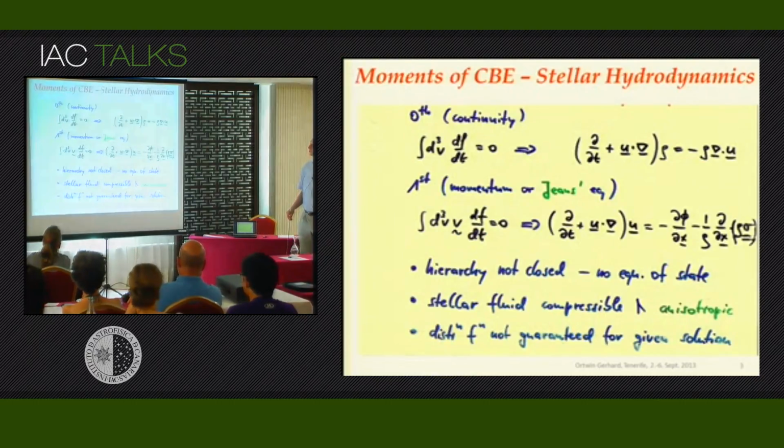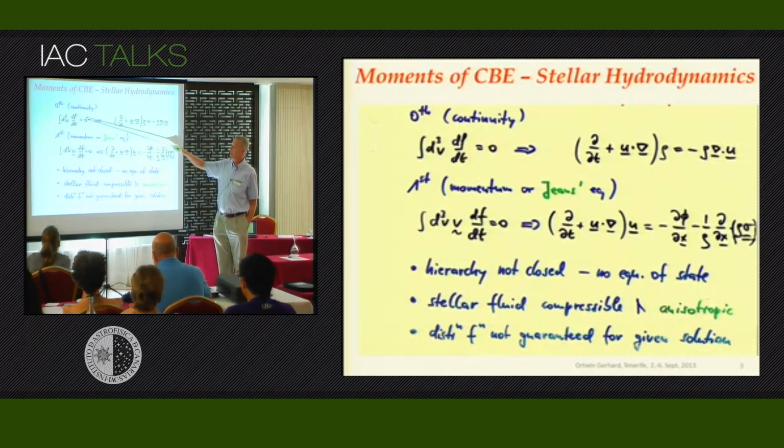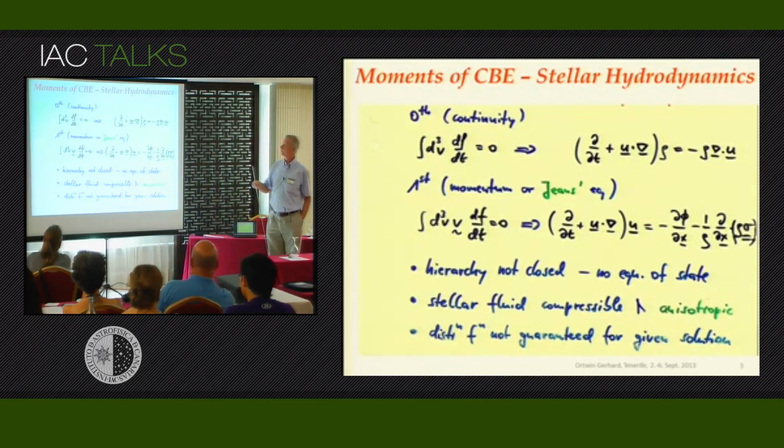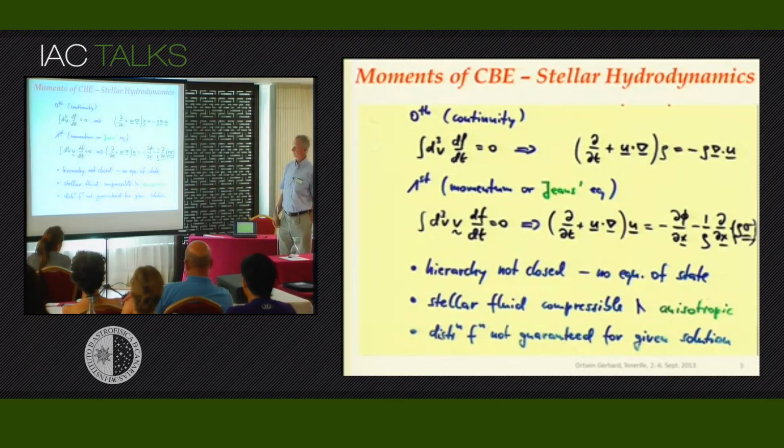So now let's go to what I had called here stellar hydrodynamics. This is the moment equations of the collisionless-Boltzmann equation. And let's start with the zeroth order. So we simply take the collisionless-Boltzmann equation df/dt equals 0, and then integrate that over velocity space. And if you do this, and I don't want to go into the details here, you can read this in Binney and Tremaine, you get an equation that has this general structure here, which is a partial derivative of rho plus an advective term, the mean streaming velocity times the density, is equal to minus rho times the divergence of that velocity field.